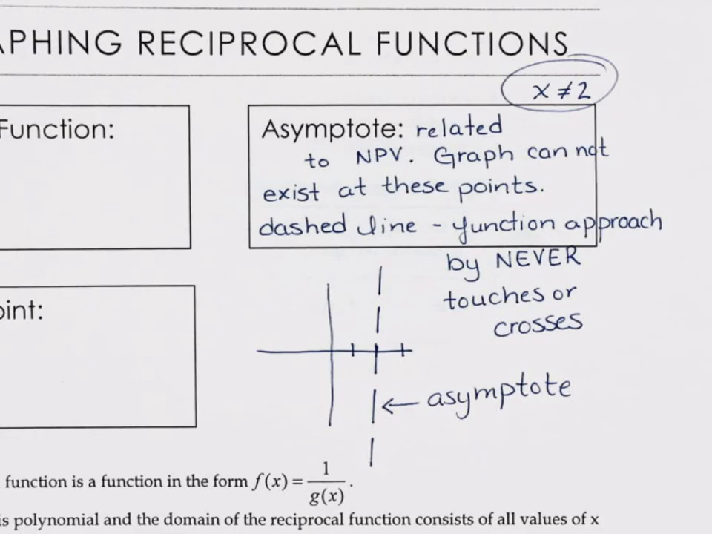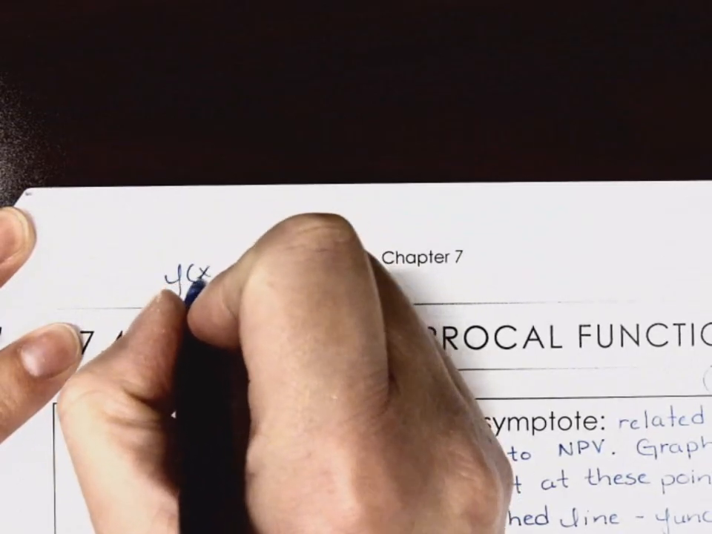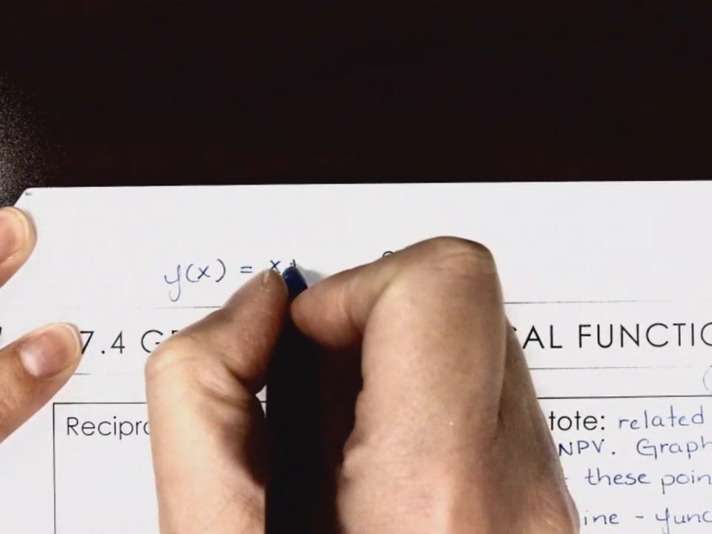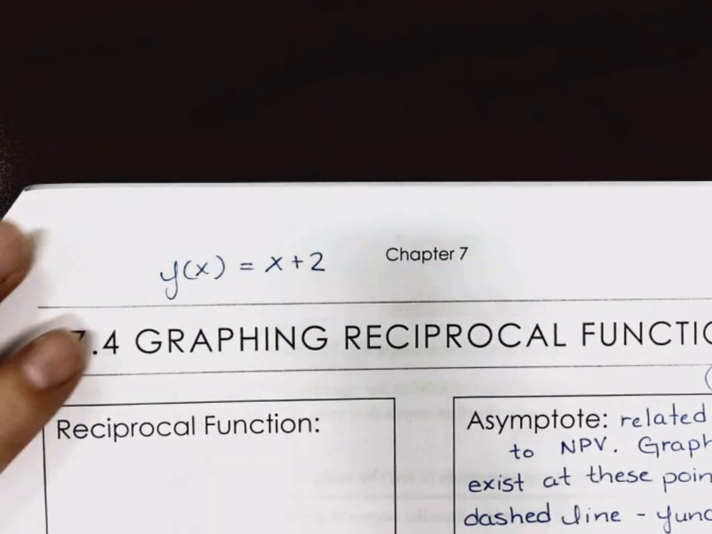Okay, let's go back to a reciprocal function. What's the reciprocal of 2? 1 over 2, 1/2, right? So what did you guys do there? You just flipped it. So if I give you a function f of x equals x plus 2, what's the reciprocal function of that? 1 on the top, the other stuff on the bottom.